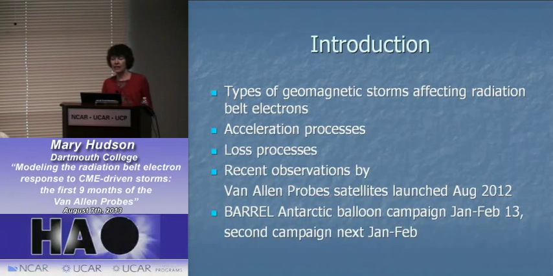So I'm going to talk about geomagnetic storms affecting the radiation belts and acceleration processes. It turns out that the Earth is an extremely efficient accelerator of particles up to MeV energies. I'll talk about loss processes, and then I want to highlight recent observations by the Van Allen Probe satellites, which were launched end of August last year, and then say a little bit about the BARREL Antarctic balloon project that's being run by Robyn Millan at Dartmouth, which is measuring precipitation of these radiation belt particles into the atmosphere, which is a significant loss process.